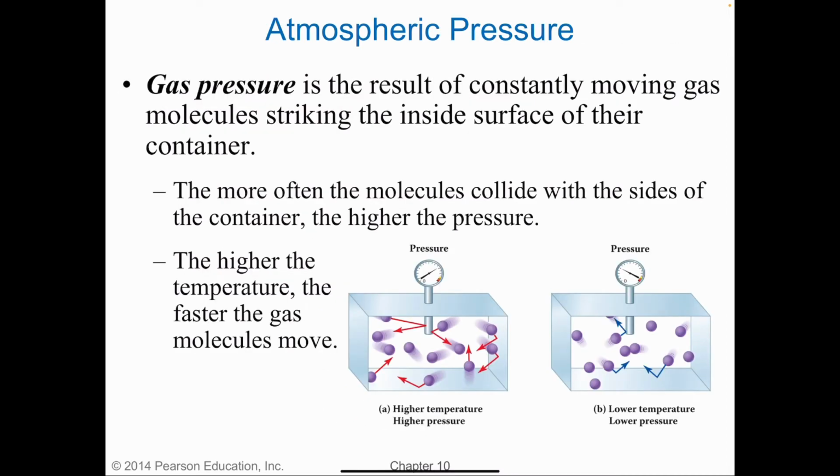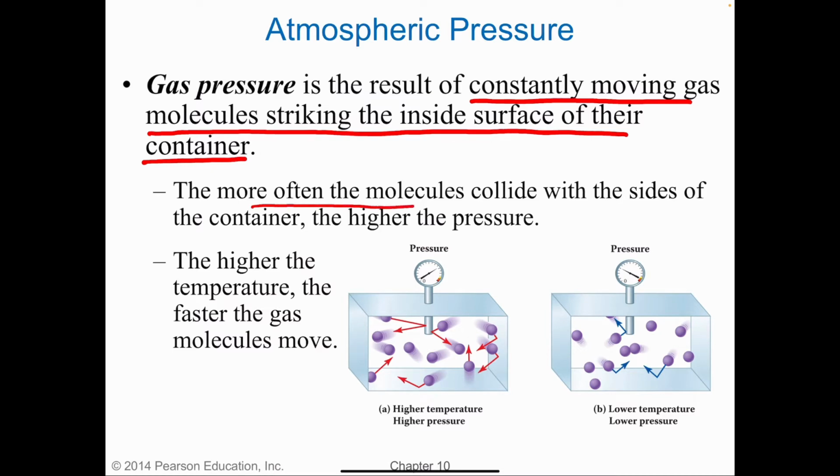All right, gas pressure is the result of constantly moving gaseous molecules striking the inside surface of their container. So that is how we are defining pressure, is the molecules hitting the inside. The more often the molecules collide with the sides of the container, the higher the pressure. So if these little purple spheres are bouncing around on the inside and hitting the walls more often, we're going to measure a higher pressure on our little pressure gauge.